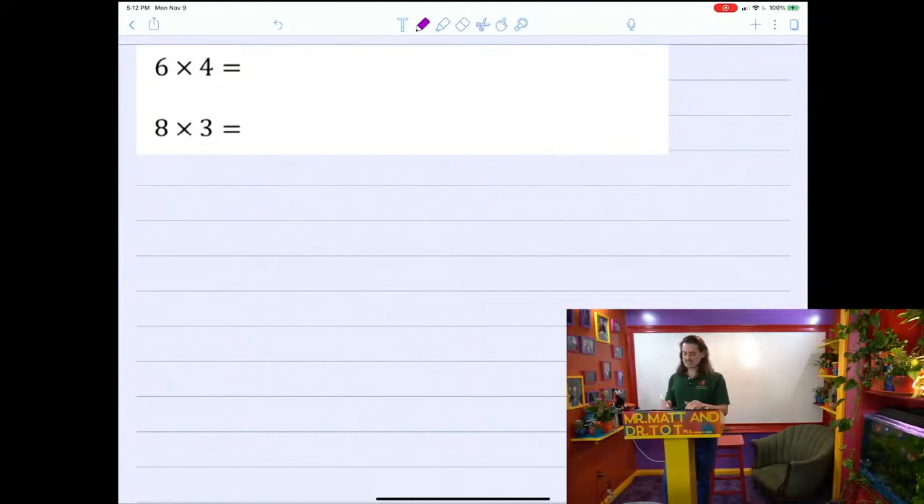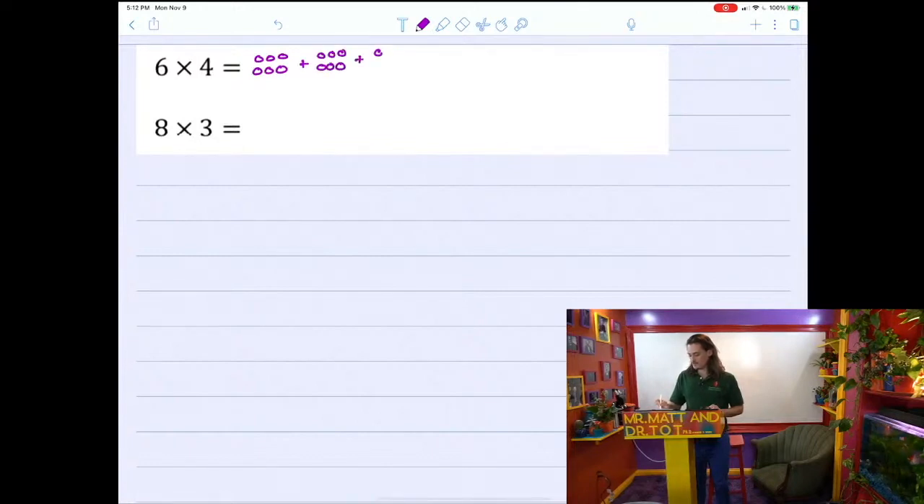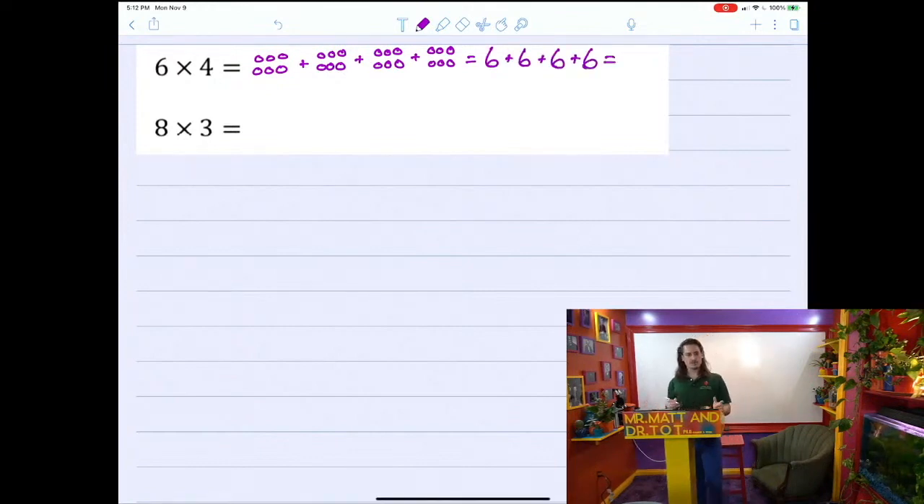Okay, so for number 1, 6 times 4. So we can think of that as 6 4 times, 6 added to itself 4 times over. Or we could also think about that as 4 6 times. So I'm going to do the former. So if we have 4 groups of 6, you could spend the time of counting all of those up, or you could also represent them numerically as just 6 plus 6 plus 6 plus 6. 6 plus 6 is 12, 12 plus 6 is 18, 18 plus 6 is 24. So 6 times 4 is 24.